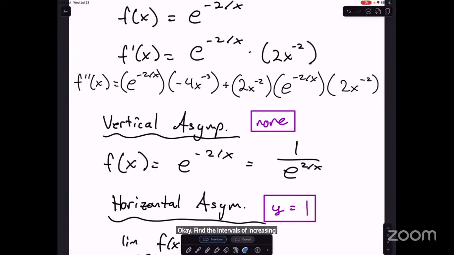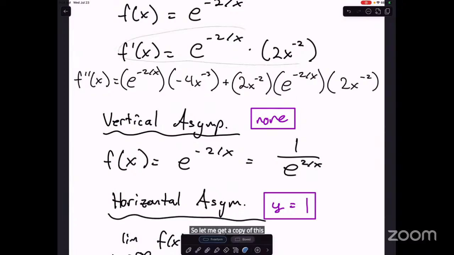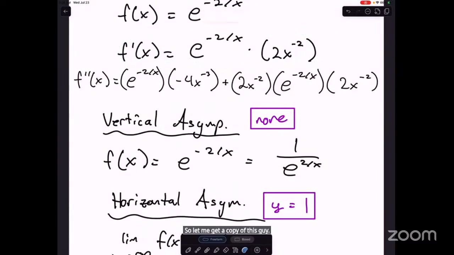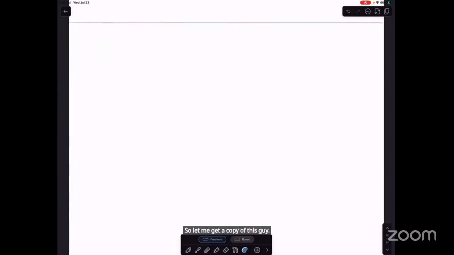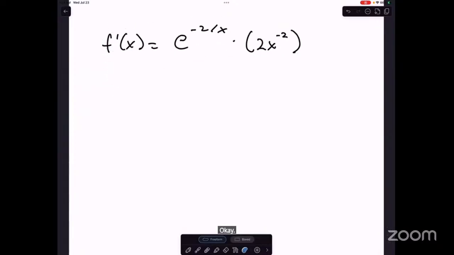So we need the first derivative. For increasing and decreasing, we need to find the values of x that make the first derivative either 0 or undefined. So let me get a copy of this guy. Paste. Okay.